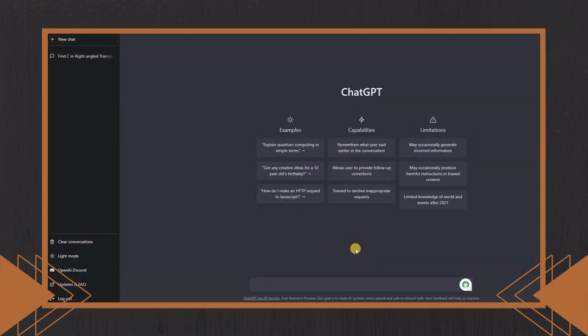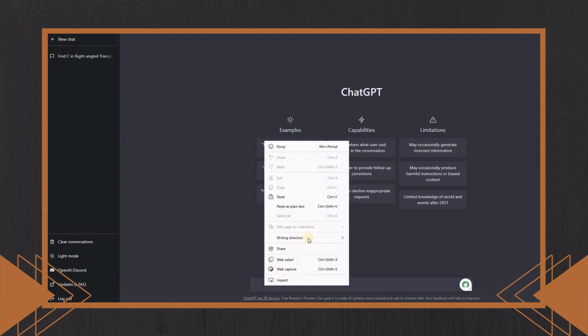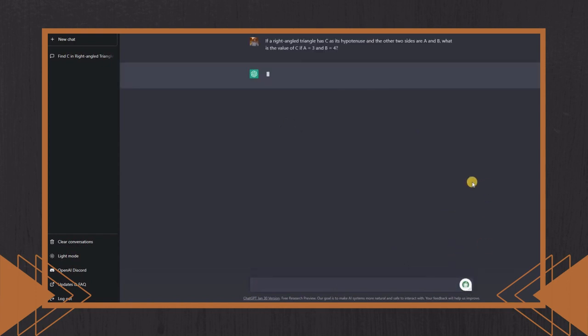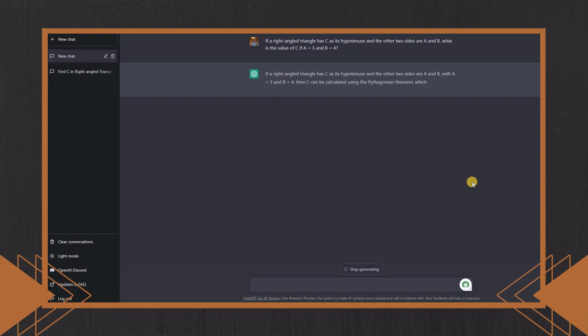So guys, as you can see, we are on the ChatGPT dashboard, and I'm going to input my query here. I'm saying to ChatGPT, if a right angle triangle has C as its hypotenuse and the other two sides are A and B, what is the value of C if A equals 3 and B equals 4? I'm going to see what ChatGPT can do with this question. If I click here, as you can see, it starts out, it's writing the question and then it's going to answer.